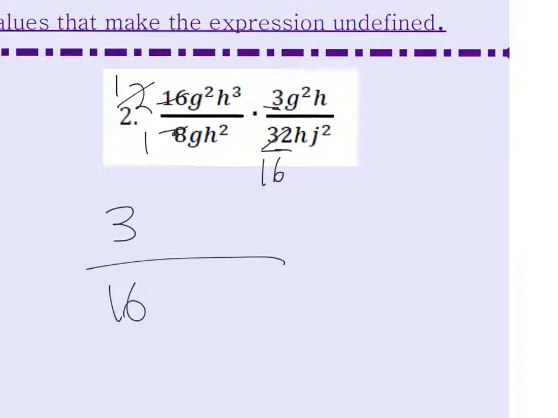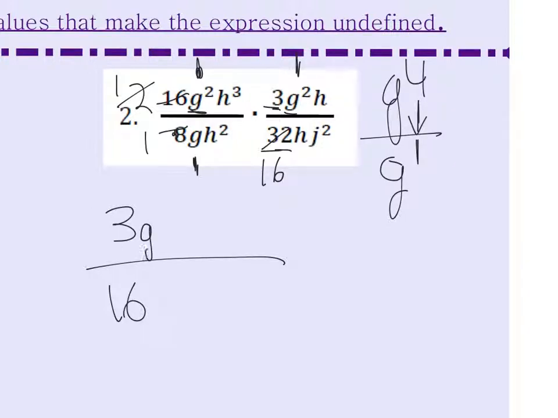So now I can do a couple different things here. One, I've got g here, and g here. So if I just look at the g's, I've got g squared and g squared, so that becomes g to the fourth, over just a g in the denominator. So that's like g to the first. So 4 minus 1 gives me 3, and it's positive, so that puts it in the numerator. So I'm going to have 3g to the third in the numerator. And that gets rid of all the g's.